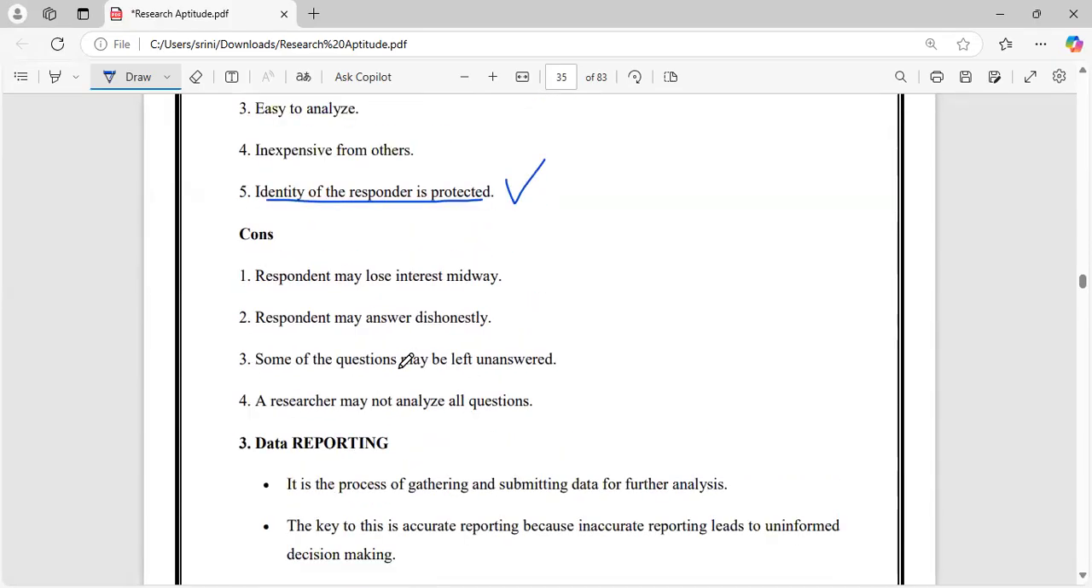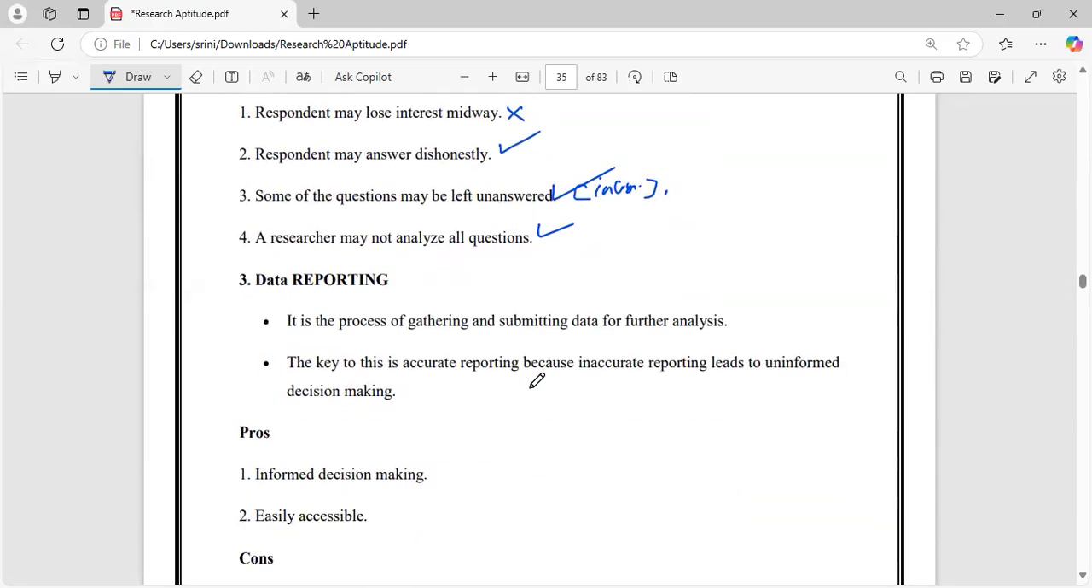Disadvantages include that the respondent may lose interest midway, or may answer dishonestly. Some of the questions may be left unanswered, which leads to inconsistency or incompleteness. The researcher may not analyze all the questions.